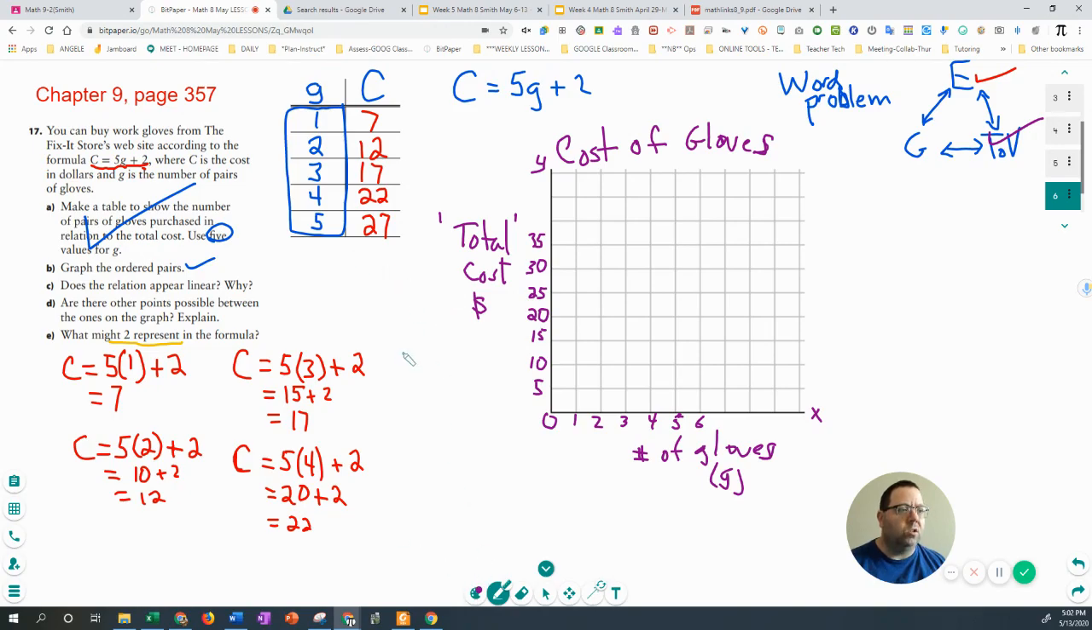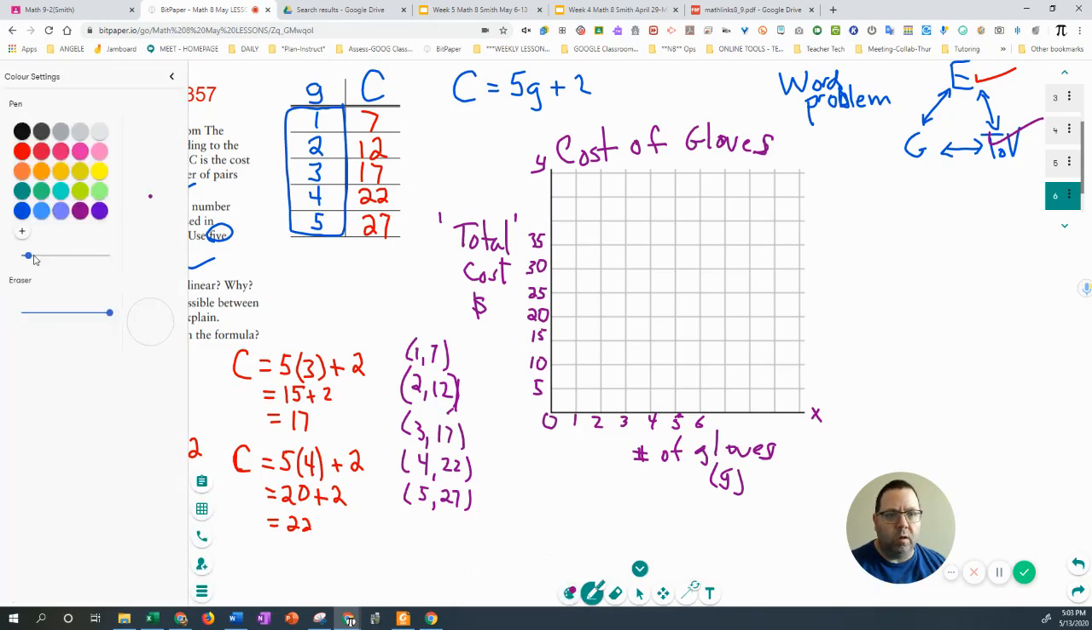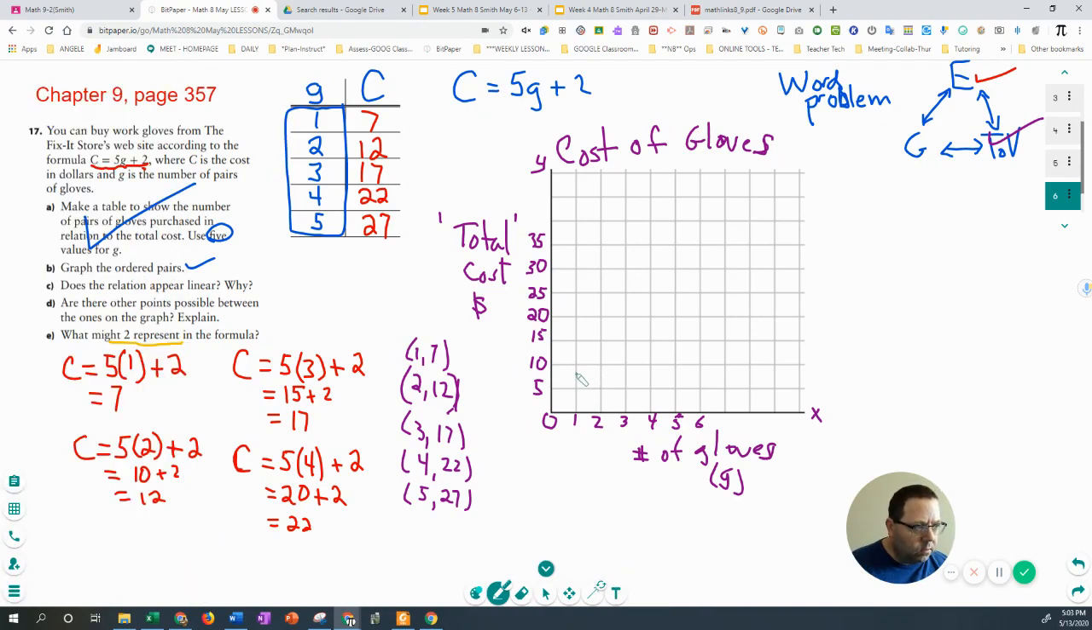So your ordered pairs look like this: 1, 7; 2, 12. So I'm just basically rewriting the table of values in the ordered pairs format. 3, 17; 4, 22; 5, 27. Okay, so 1, let me just switch this now because I've been using the other color. Okay, so 1, 7. Okay, 2, 12.